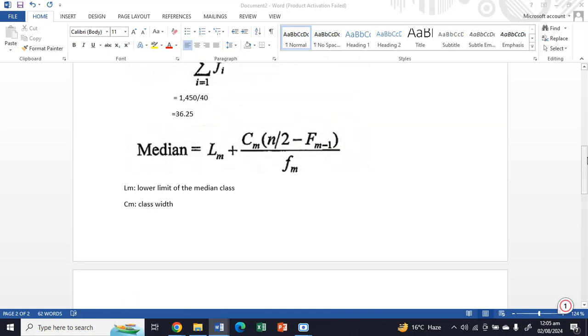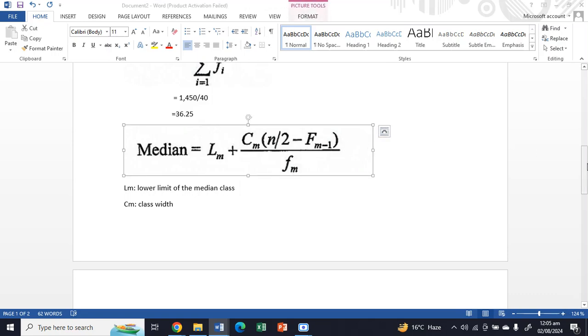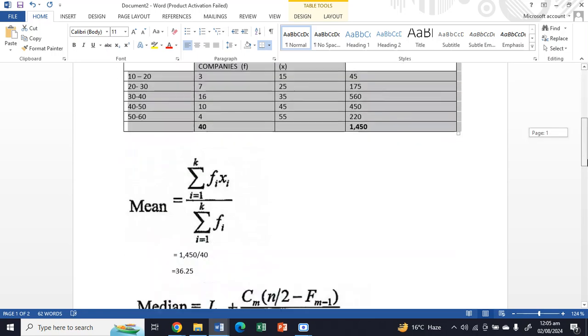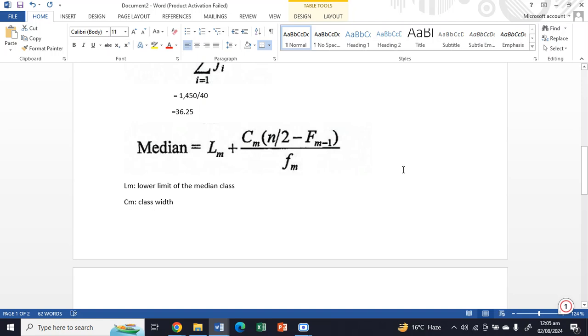Right, so first things first, we need to locate the position of the median class. And how we do that, we need to get our cumulative frequency. In the cumulative frequency column, we'll be able to locate our median class.